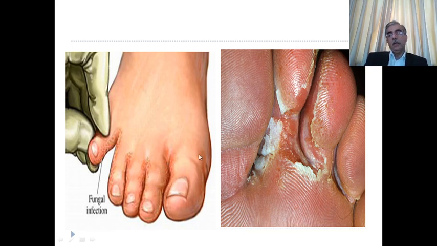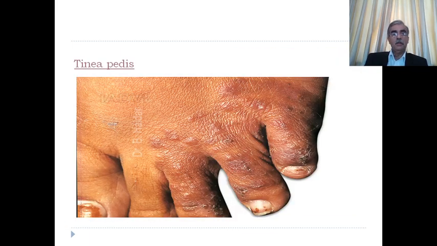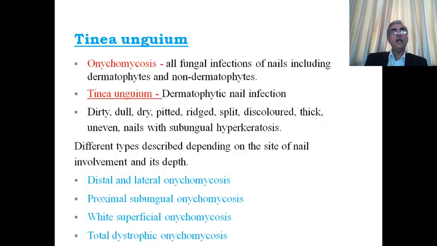And here we can see macerated area, wet area, and commonly the predisposition is also in those who keep their feet wet, those who do not clean their feet regularly, then this can be the fungal infection, commonly also called athlete's foot. Then fungal infection of nails. When we talk about fungal infection of nail, there are two terms which we have to differentiate. One is onychomycosis, another one is tinea unguium.